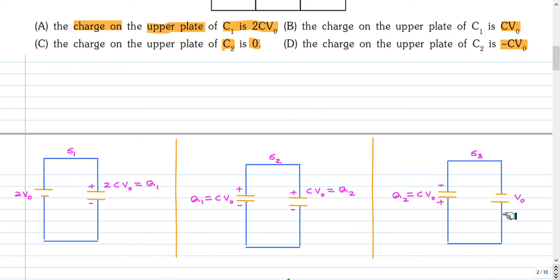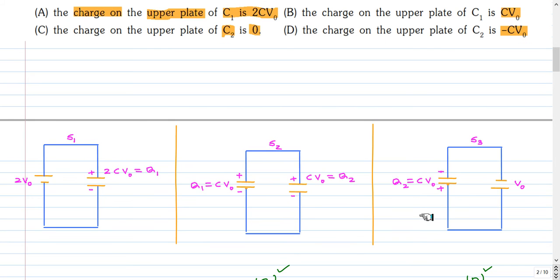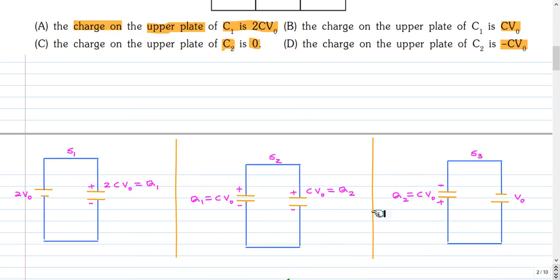And after some time, this cell of V0 will charge this upper plate to a potential of minus V0 because it's connected with the negative terminal, and the charge will be C into V0. Negative charge will be in the upper plate, and bottom plate will have plus CV0. So the charge on the upper plate of C1 will be CV0, and charge on the upper plate of C2 will be minus CV0. So the correct options are option B and D.